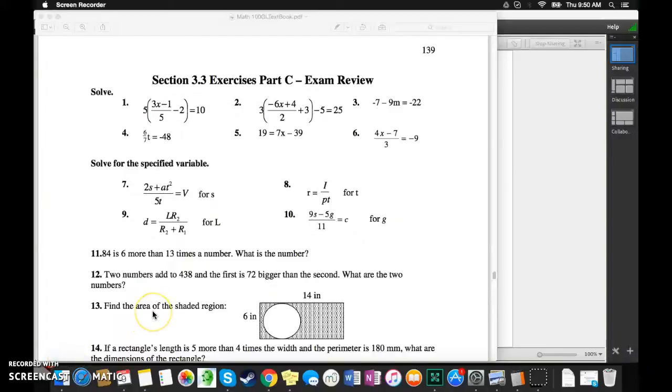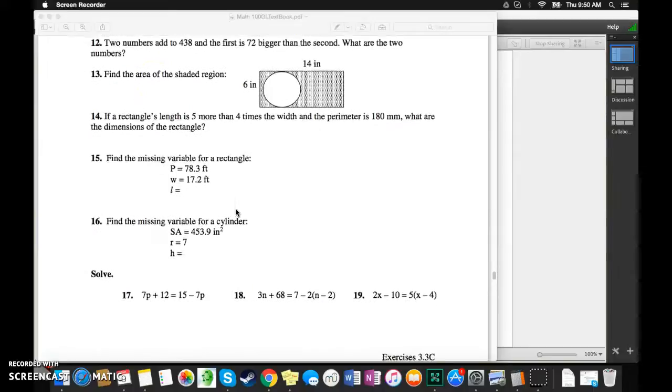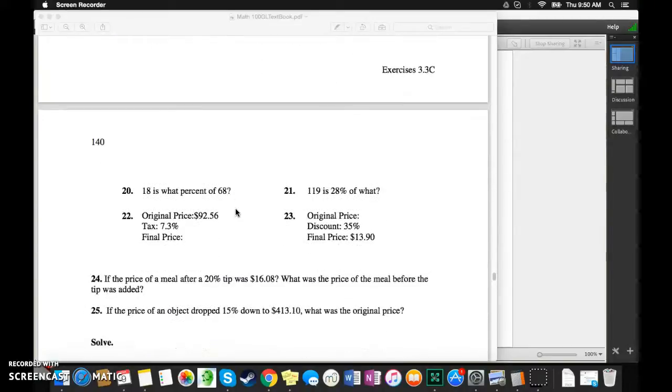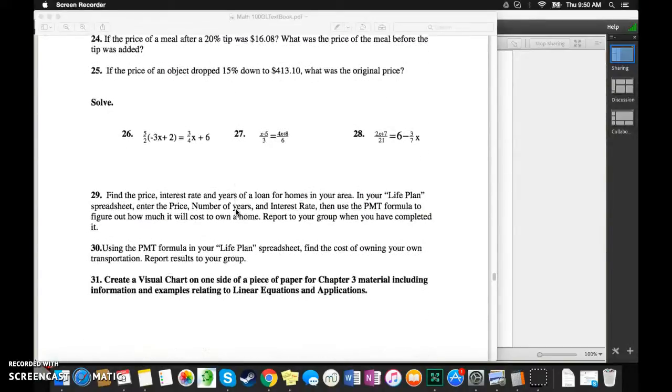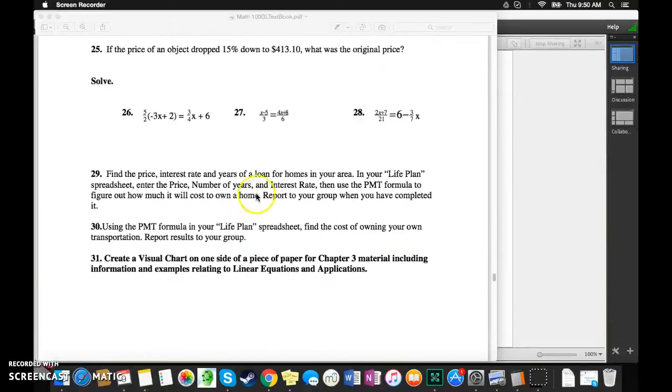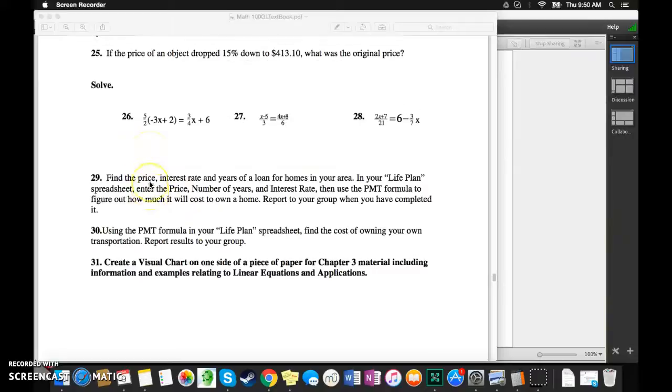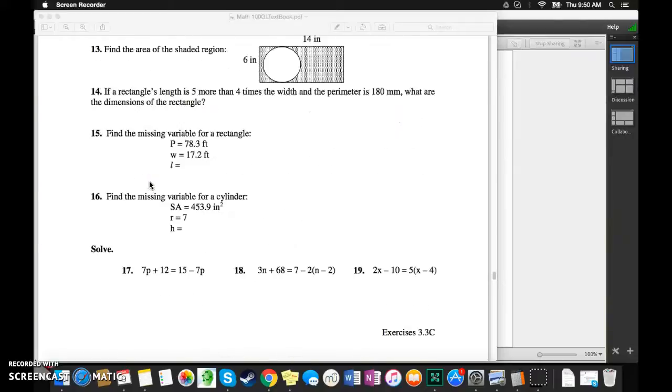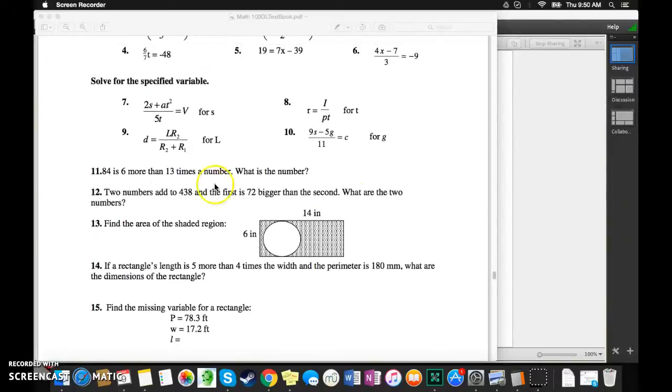Alright, so here is a video on section 3.3 exercises part C. We're going to discuss some of the harder problems. It looks like part C is kind of a review of everything. So the 29 through 31, those are interesting things. Those are unique. They differ from person to person. We'll discuss those in a different video. Right now we're just going to discuss hard problems from this whole thing here.